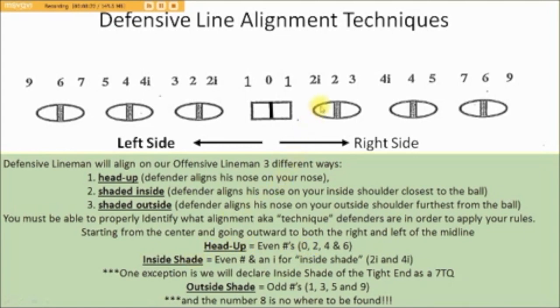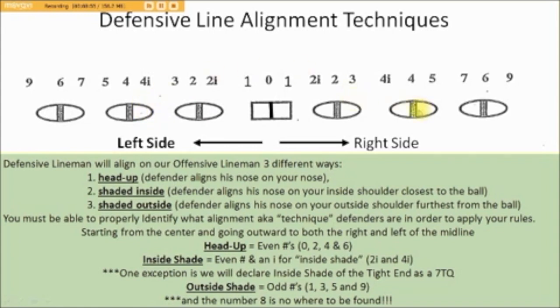Inside shades, all the inside shoulders are also even numbers, the same as head up, but we put the letter I for inside. So there's no inside shoulder on the center. He only has outside shoulders, so we don't have to worry about it there. We start with the inside shoulder of the guard. That's a 2I. Inside shoulder of the tackle is a 4I. Let's go over to the left. Left guard's inside shoulder is a 2I. Left tackle is a 4I inside shoulder.